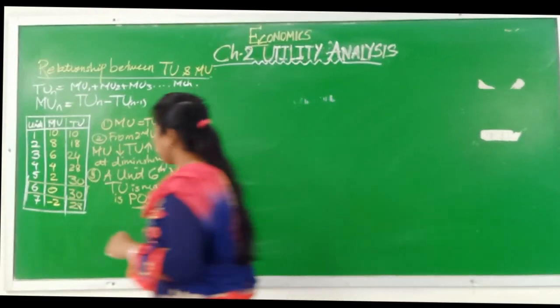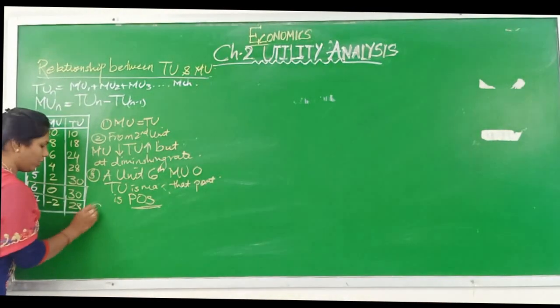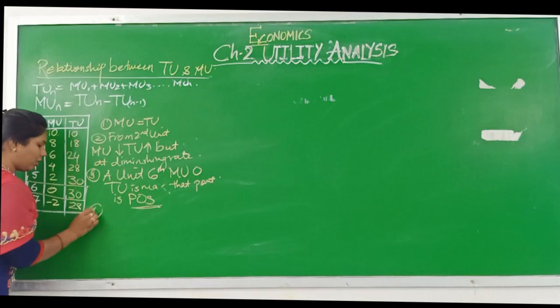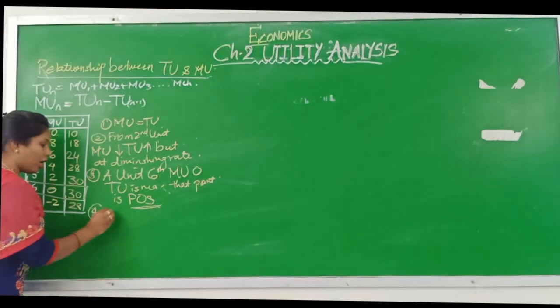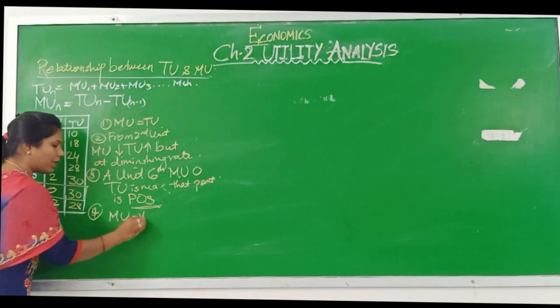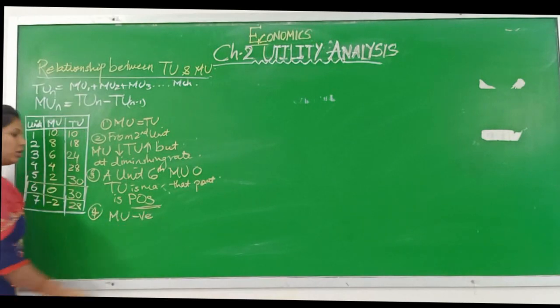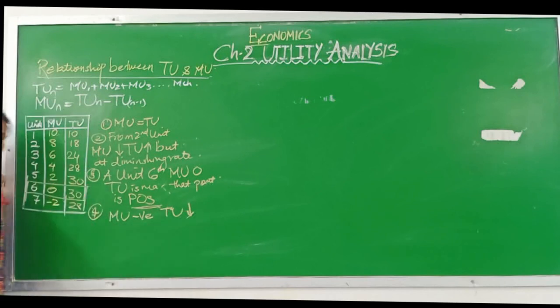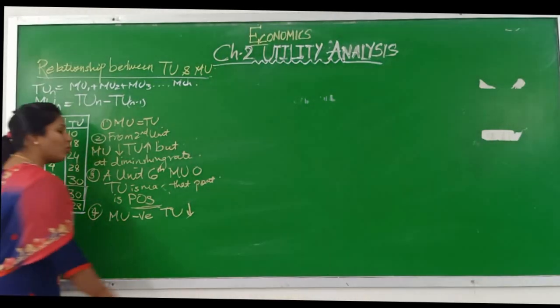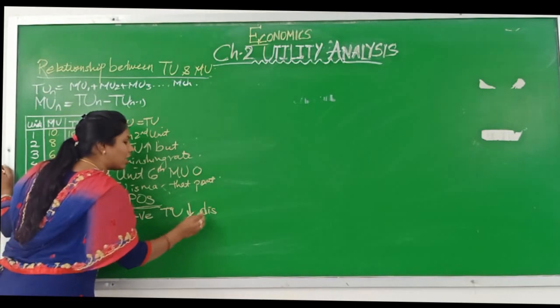Then at unit 7 we can see that MU became negative and TU started declining. That means the consumer is dissatisfied.